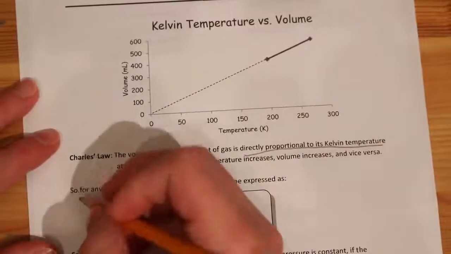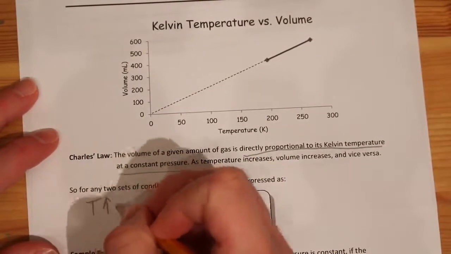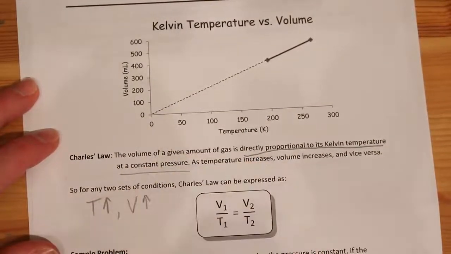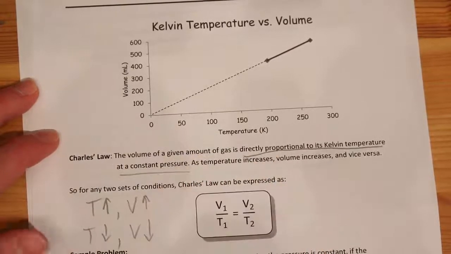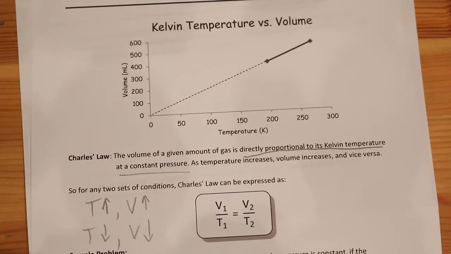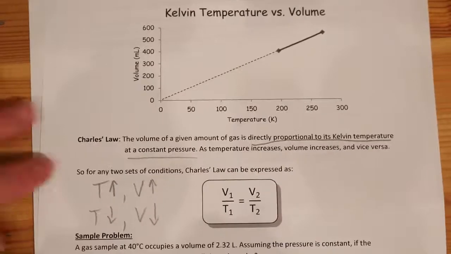So again, just to make that clear, as temperature goes up, volume goes up. As temperature goes down, volume goes down. So they pretty much follow each other. They do the same thing. Okay? Unlike for Boyle's law, where one went up, the other went down. Because for Boyle's law, it was inversely proportional, whereas for Charles' law, it's directly proportional.